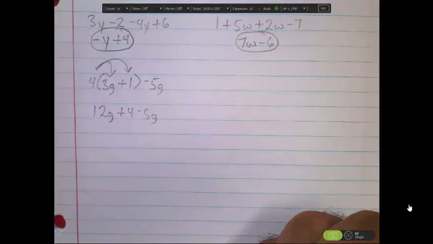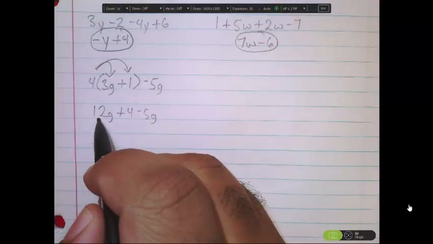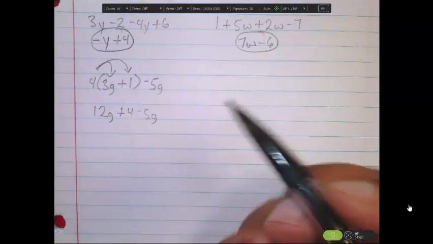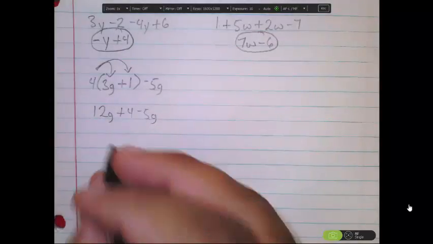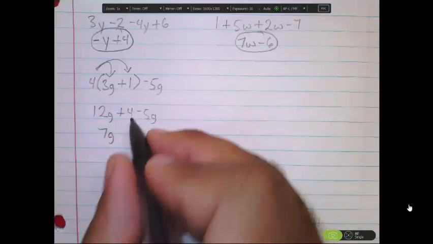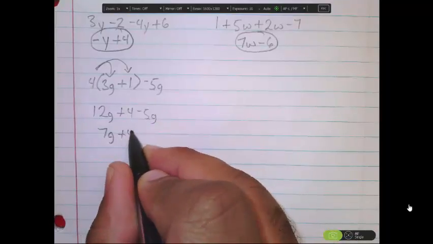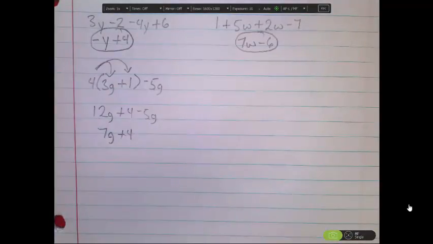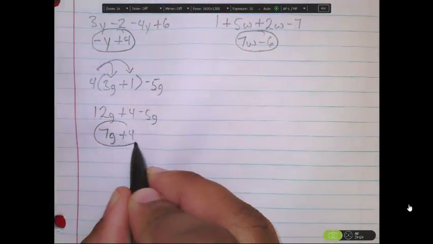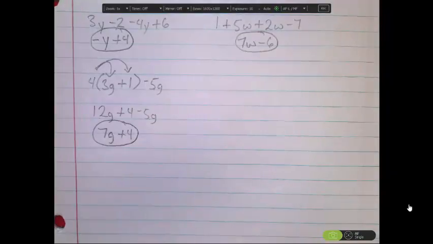We're looking for like terms. Of course, we notice very quickly that 12g and 5g have the same variable, so they are like terms. What is 12 minus 5? Gives us 7g, right? Bring down our 4. There's nothing else to combine, no more like terms, so we're going to circle it. All right, and still pretty simple. Let me give you one that's marginally tougher.